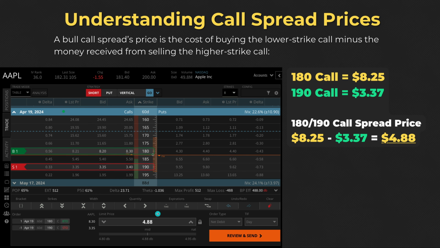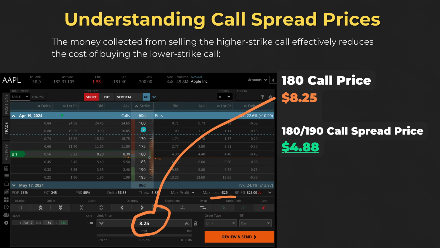And if we multiply that by 100, we get a total profit of $512 on one spread. Understandably, since we are collecting money from selling that higher strike call, we can think of that as actually reducing the cost of the lower strike call that we are buying.